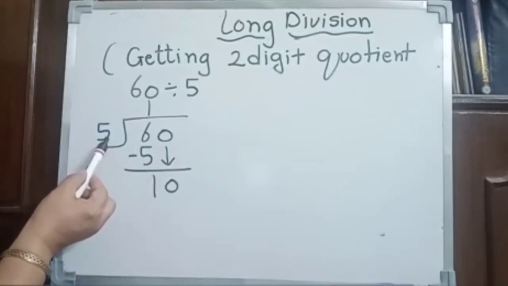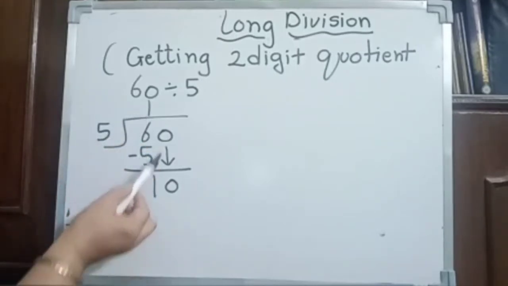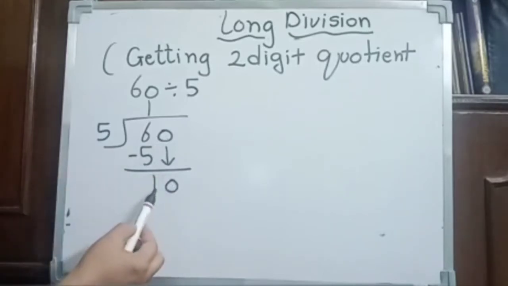Now call out the table of 5. 5 ones are 5. 6 minus 5, here, then take the number here. Now we have 2 digits.